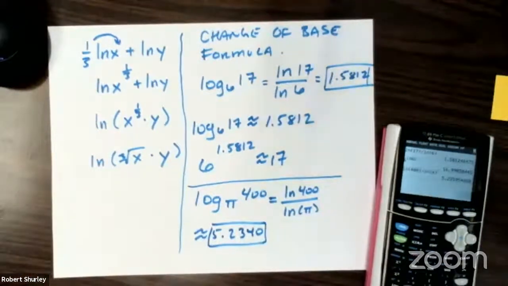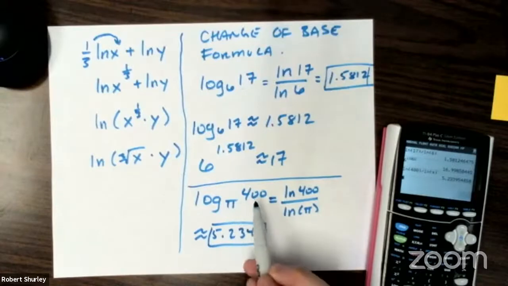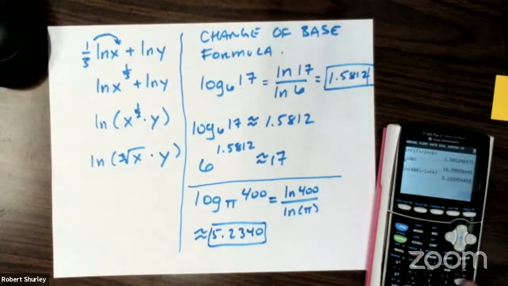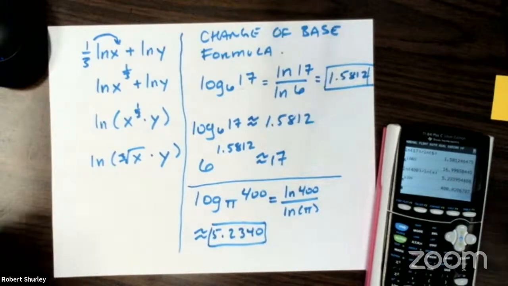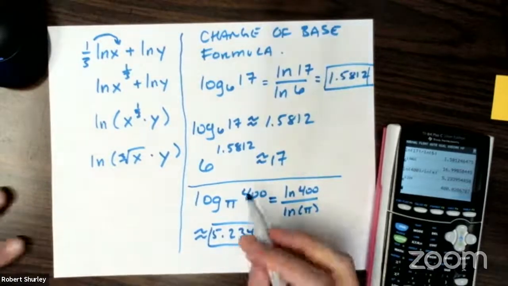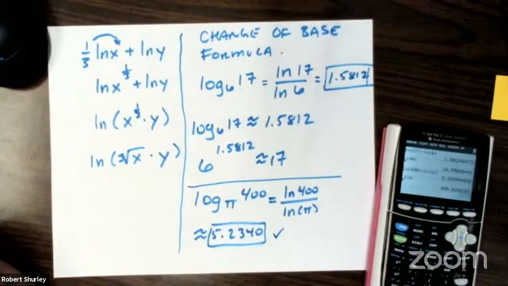Now just to check it, pi raised to that should give me about 400. So pi raised to 5.234. Yeah, that's pretty close to 400. 400.0206, something that's close enough. And so that's my answer. We're going to use that when it comes to solving. It's kind of nice to get an answer when we solve these things out. Okay.